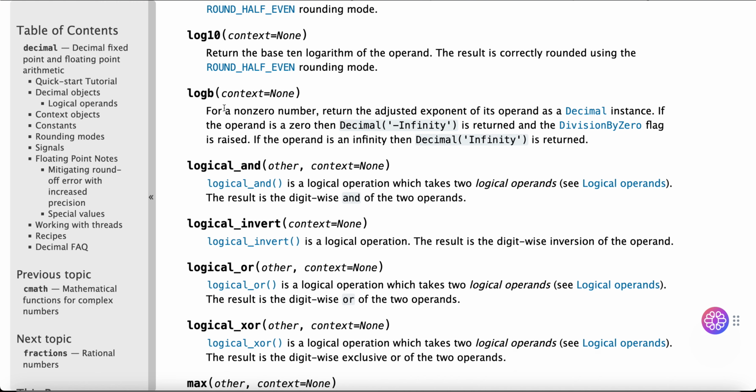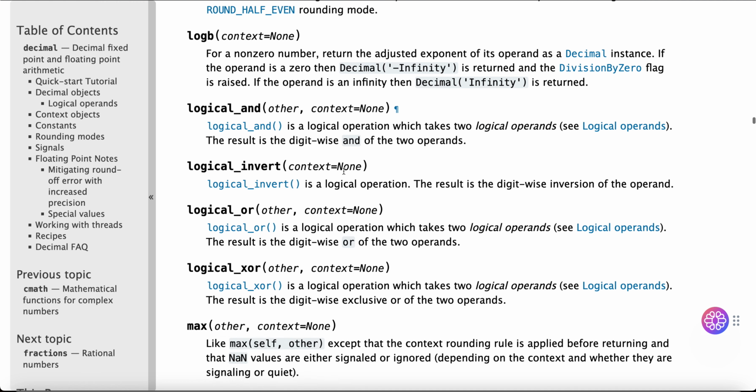logb, context is equal to none. For a non-zero number, return the adjusted exponent of its operand as a decimal instance. If the operand is a 0, then decimal minus infinity is returned and the division by 0 flag is raised. If the operand is an infinity, then decimal infinity is returned.